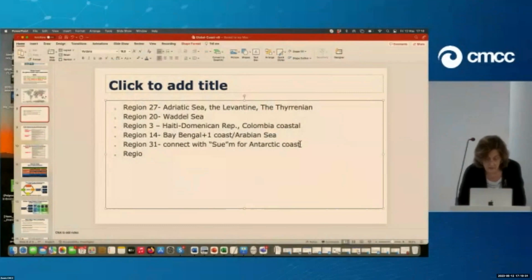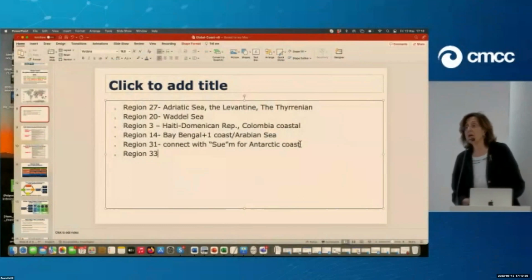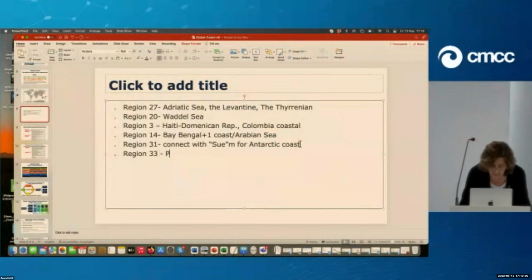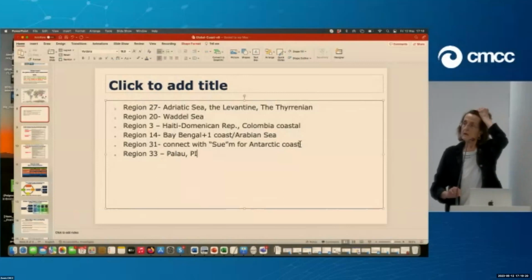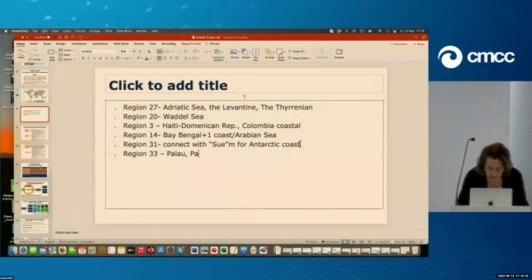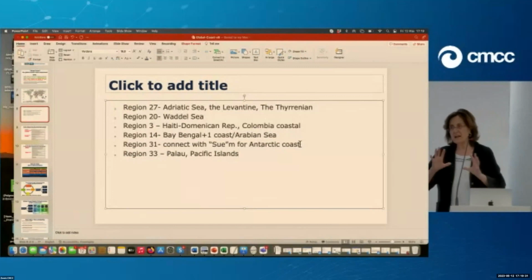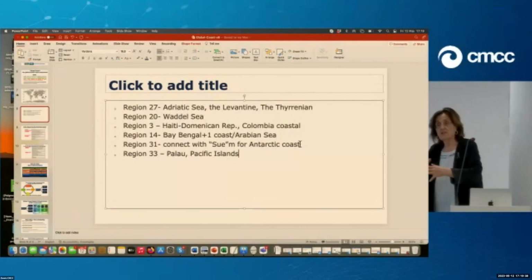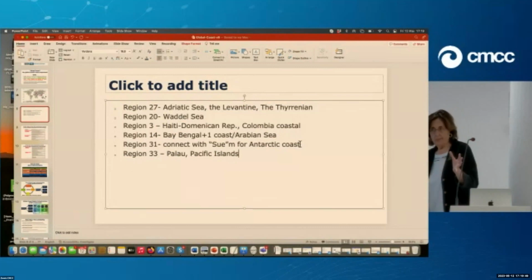Do you want to put Palau in 33? Yes. And it can be the Pacific Islands in general. Okay, we put the Pacific Islands there. Exactly. This is why I think we should be more precise on this, because they are very distant. So you have a coastal model practically on each of them. Some are close, but you have quite a few already.